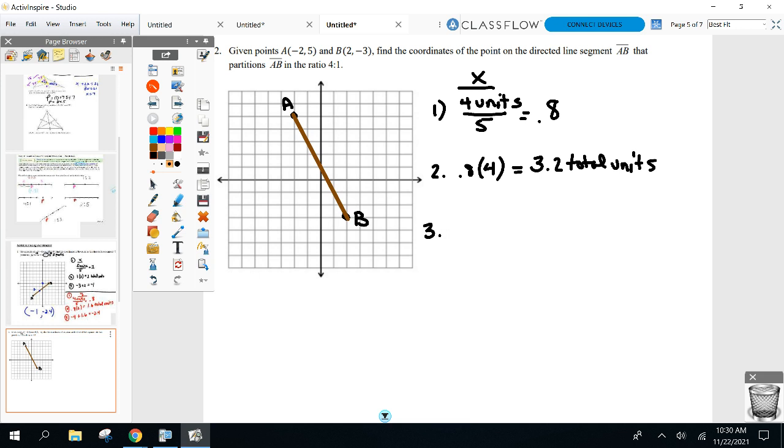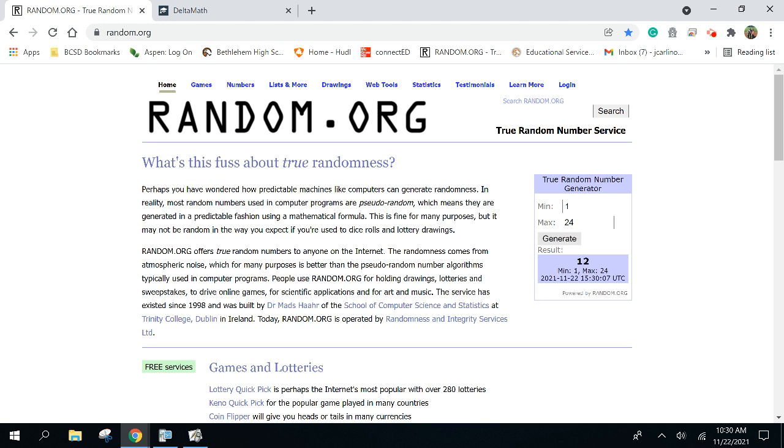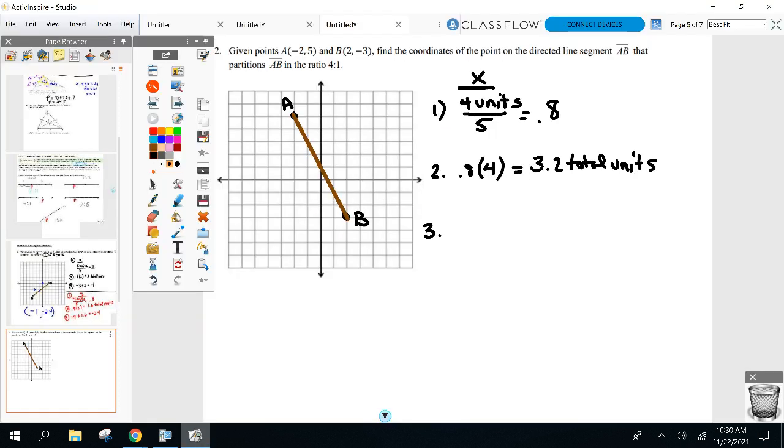All right, question to somebody. Where did I start on the x-axis? So from negative 2, I go 3.2 units. And I end up at 1.2? Yeah?